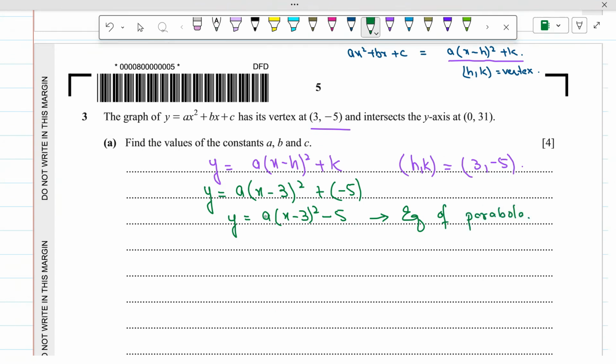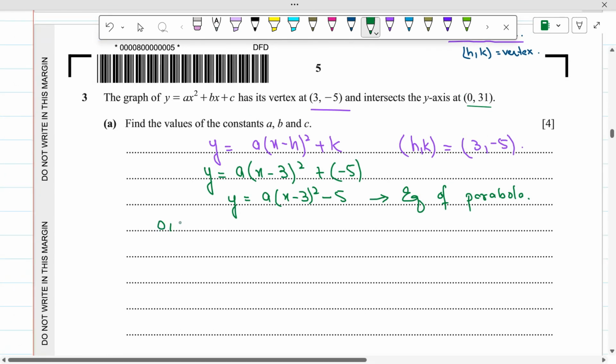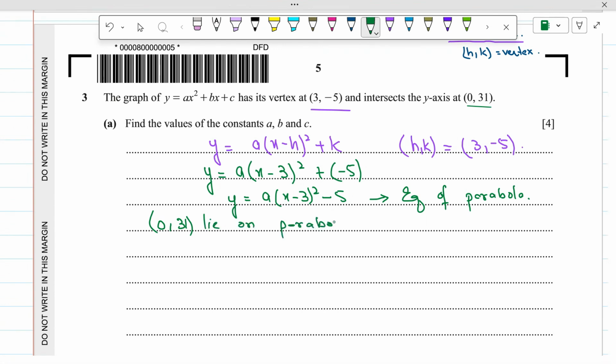This parabola also satisfies the point (0, 31) because this parabola intersects the y-axis at (0, 31). So (0, 31) lies on the parabola, so it will satisfy the parabola equation.